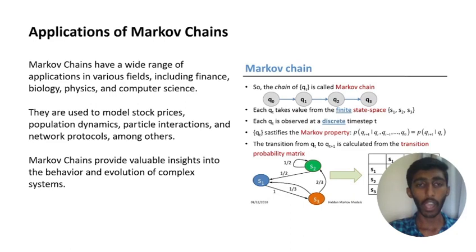Markov chain provides valuable insights into the behavior and evolution of complex systems. As you can see in the picture, this is an example of a Markov chain for a finite and discrete Markov chain.